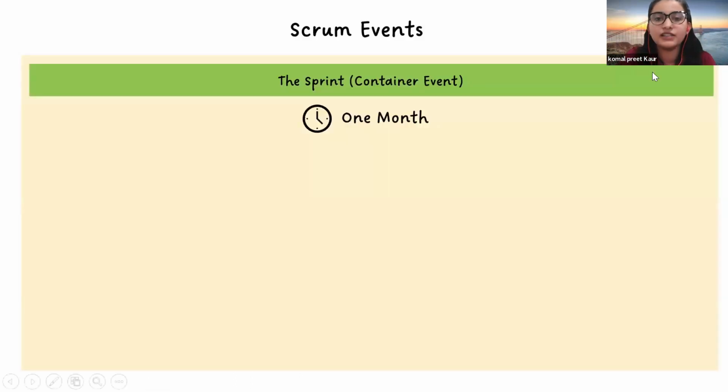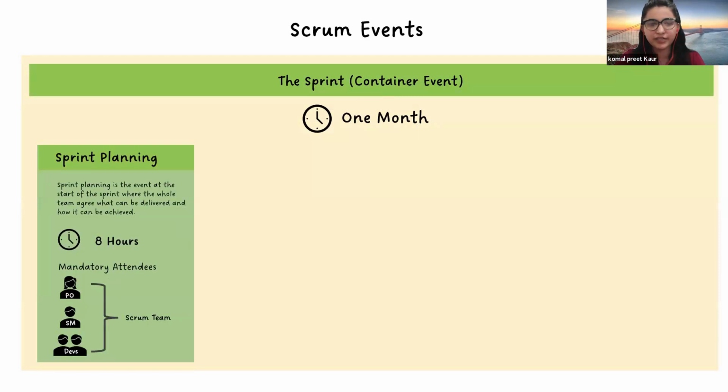A sprint lasts for 1 month, as I mentioned. It can be 2 weeks or 4 weeks, right? 1 month. So first is sprint planning. Planning is the event at the start of the sprint where the whole team agrees on what can be delivered and achieved.